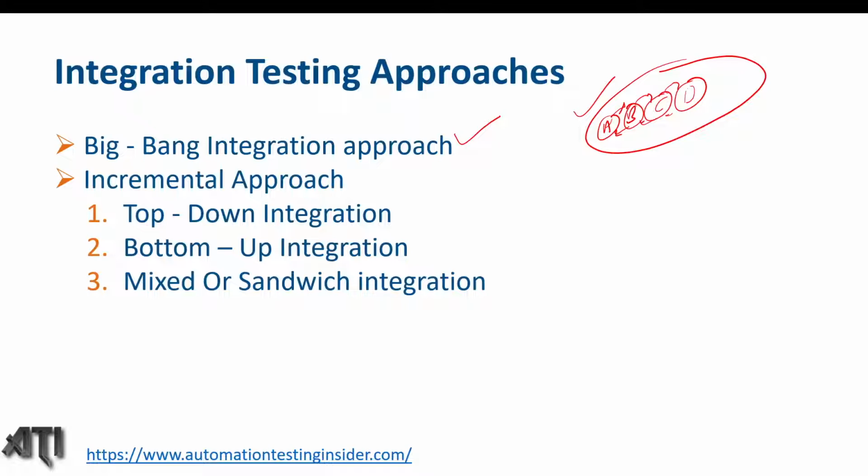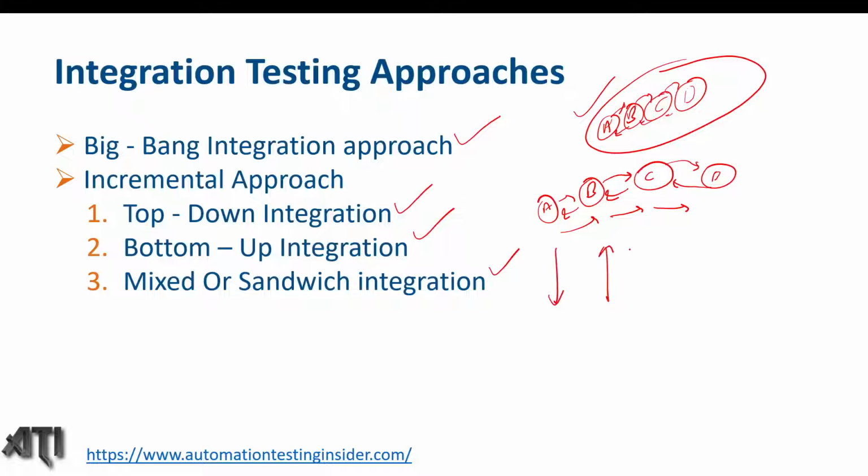What do we mean by the incremental approach? We combine one module with another module and perform testing, then combine another module and test again, and so on. So we are adding one module at a time. That is the incremental approach. Again, the incremental approach has three types: top down integration, bottom up integration, and mixed or sandwich integration. We'll discuss them in detail in the coming slides.